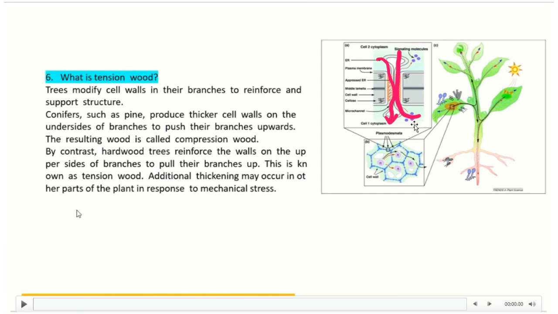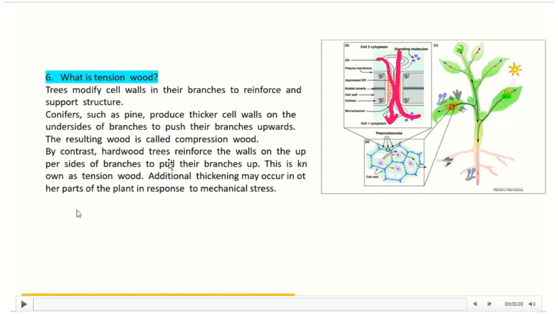And one more question is raised here, that is tension wood. What is tension wood? You can see such a type of wood in the pine trees. They produce a thicker cell wall on the underside of the branches to push their branches upward. The resulting wood is called compression wood.